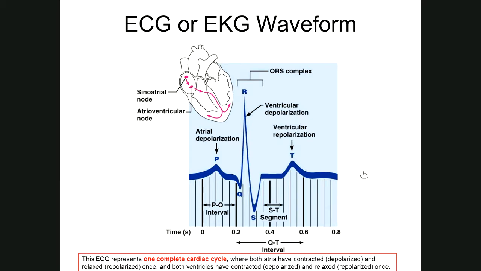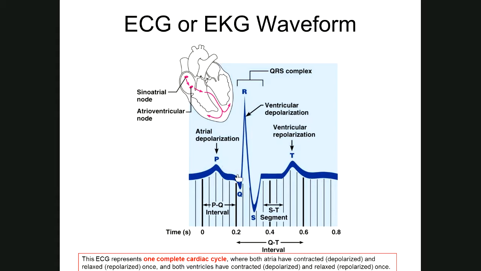So let's define these blanks. The first blank is called the P wave. That's going to be this one right here, P wave. It's atrial depolarization. So this is the electrical event that occurs when both atria contract. Both atria contract. The SA node impulse traveling over the atria causes them to contract.